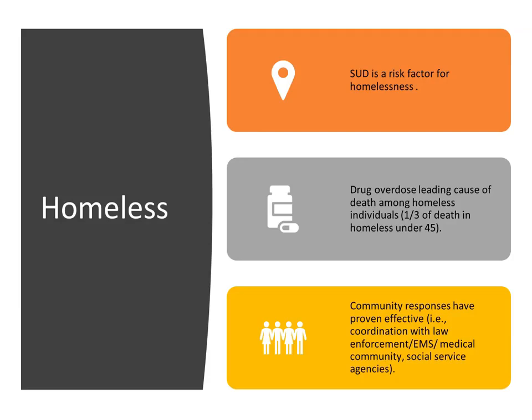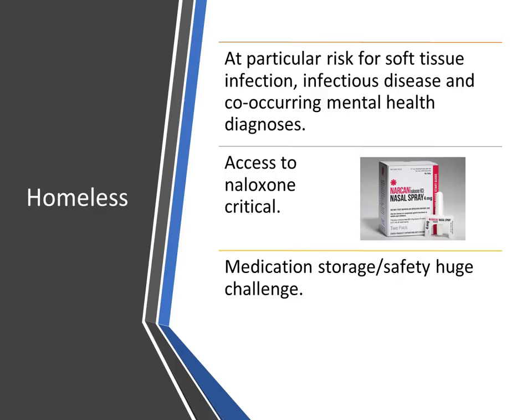Community responses have been really effective in a lot of places with MAT providers working with law enforcement, other services that go out into the community to help provide care to this population. They're certainly at risk for soft tissue infection, infectious disease, co-occurring mental health diagnoses. Access to naloxone is absolutely critical. So again, everybody who does an induction should get some. But this is particularly true for homeless populations. Many places are actually pursuing drop boxes. So high-risk locations where there's been multiple overdoses, having Narcan actually available there in that setting, which I fully support.